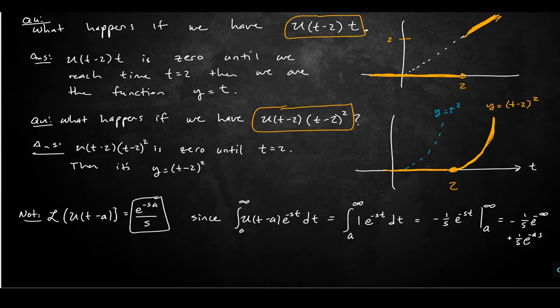So the next translation theorem, we'll see this e to the negative as or e to the negative sa pop up. And it's basically because of the unit step function. And it's basically like here the unit step function is being multiplied by 1. So we have 1 over s. So it's a shift in the t domain, which produces a different Laplace transform, a Laplace transform multiplied by an exponential. And that's the second translation theorem.